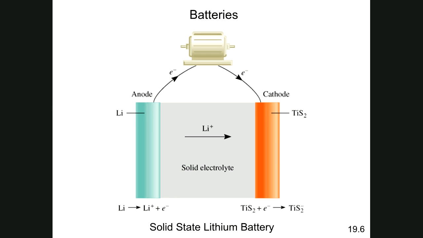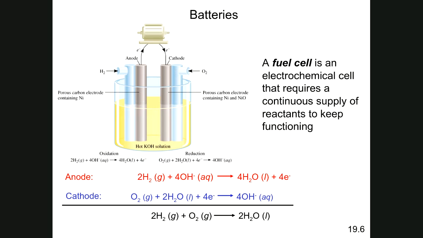Then we have the solid state lithium batteries. We have batteries for fuel cells, and in the fuel cells, hydrogen is being oxidized and oxygen is being reduced. Hydrogen is losing electrons, changing to water in a basic solution, and oxygen has gained electrons, changing to hydroxide. So hydrogen is being oxidized and oxygen is being reduced in the fuel cell.